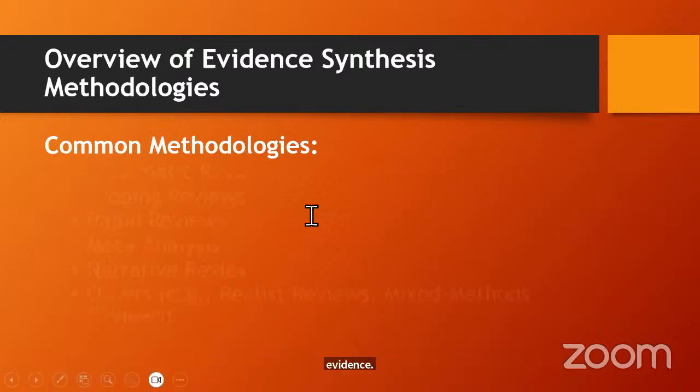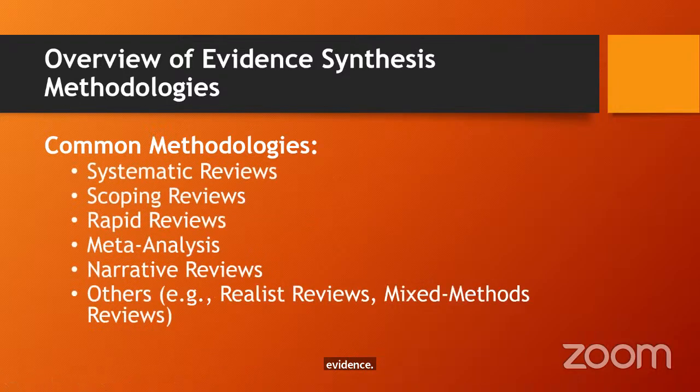So these are the common methods. One is the systematic review. Another one is the scoping review. Another is a rapid review, meta-analysis, narrative reviews, realist reviews, mixed method reviews.